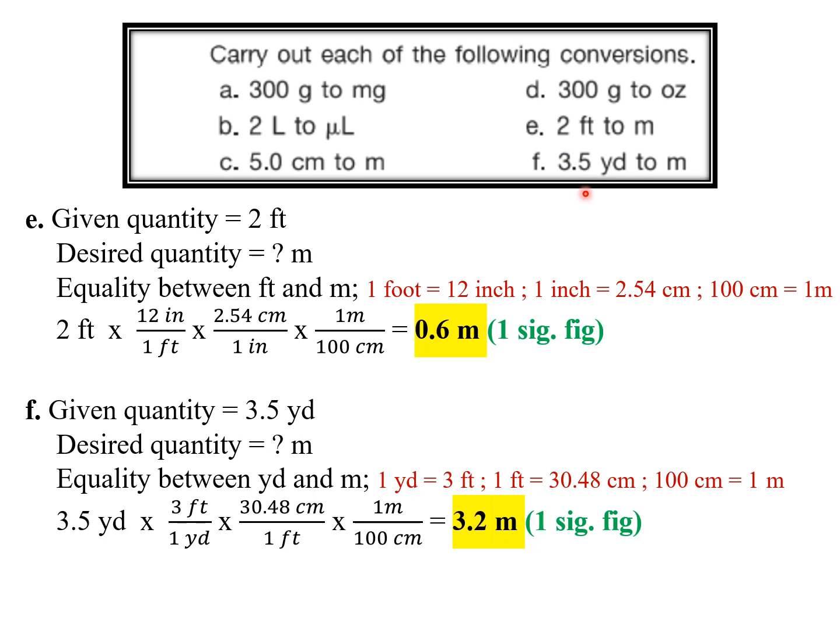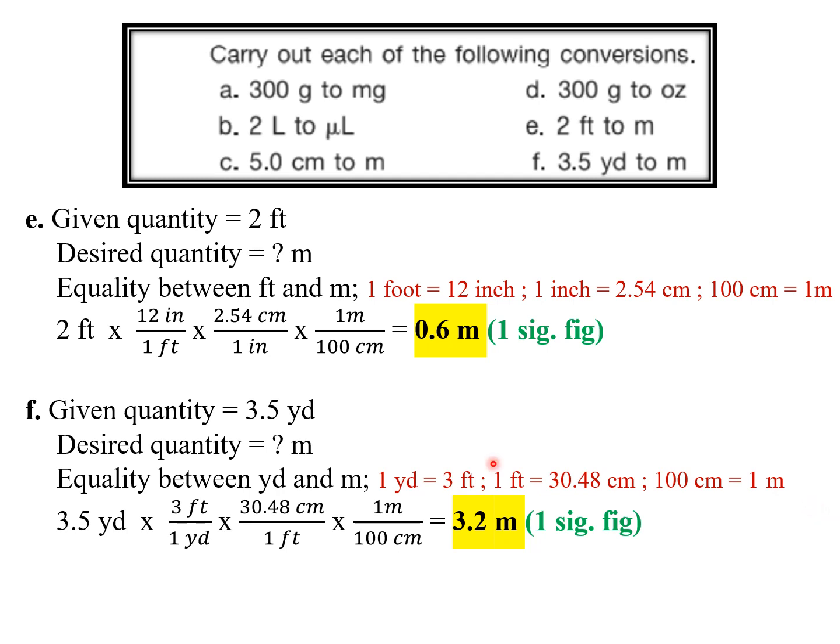Last one, 3.5 yards to meters. How can we convert yards to meters? Again, more than one conversion factor. The given quantity is 3.5 yard. Desired quantity is in meters. Now let's build equality. 1 yard is equal to 3 feet. So let's convert yard into feet first, because we know 1 foot is equal to 30.48 centimeters, and then feet convert into centimeters, finally centimeters to meters.